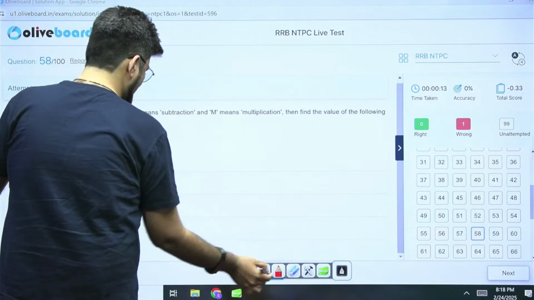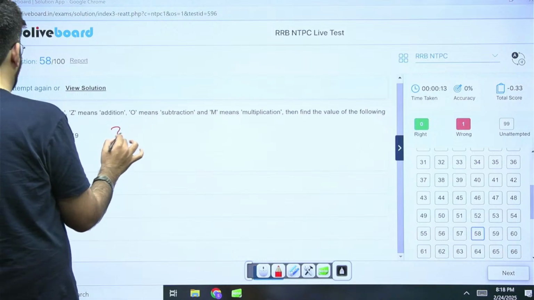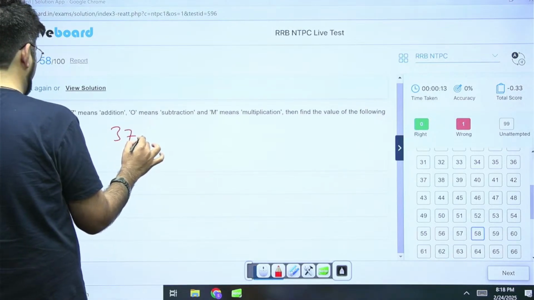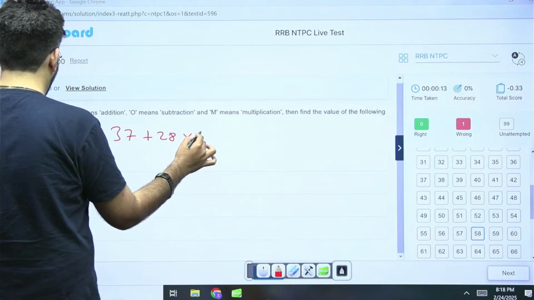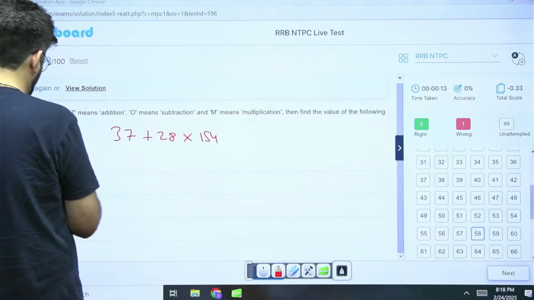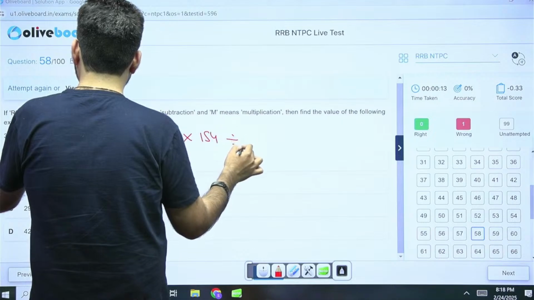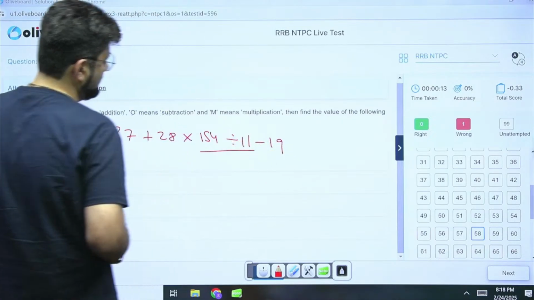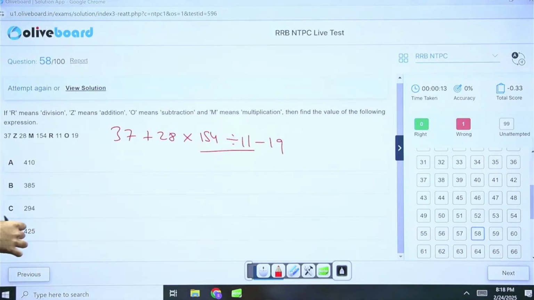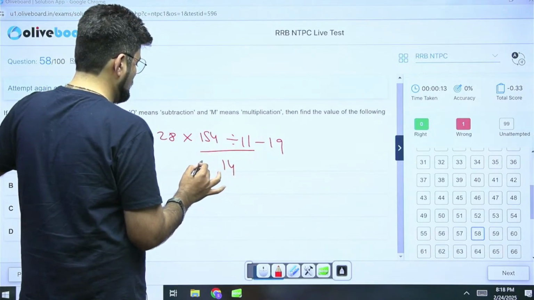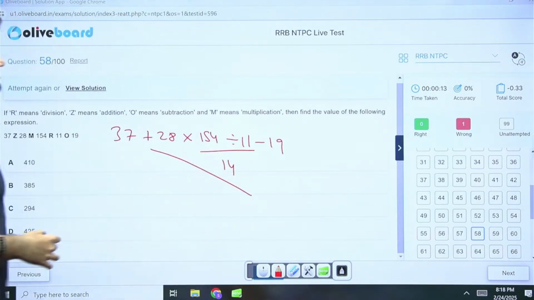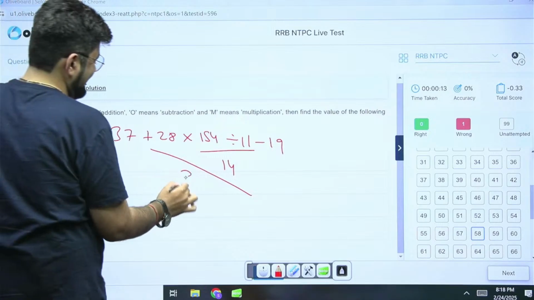Let me check it once again. Okay. So we have 37 plus 28 multiplied by 154. Oh my god, my error I made here. Divided by 11 minus 19. 154 divided by 11. This is 14, right? 14. 14 into 28. So this is 196 into 2. 196 into 2 is 392, right?